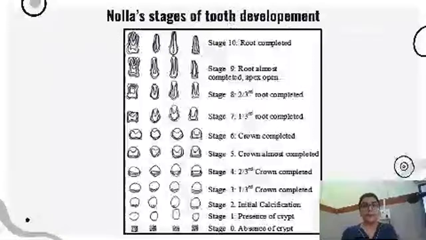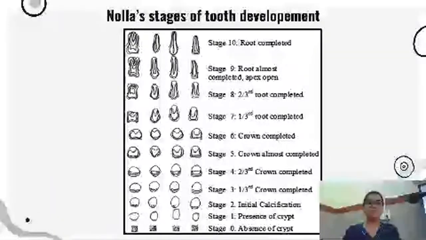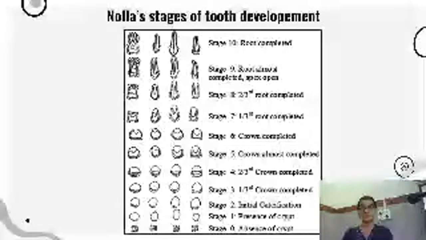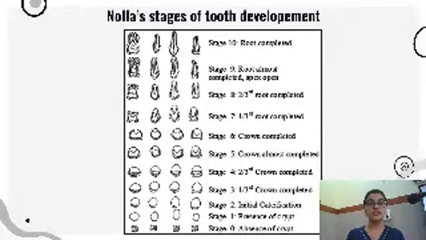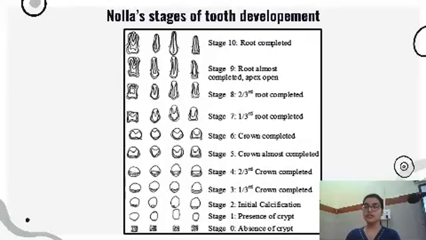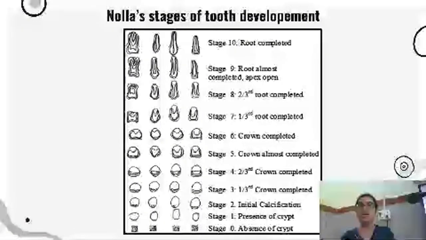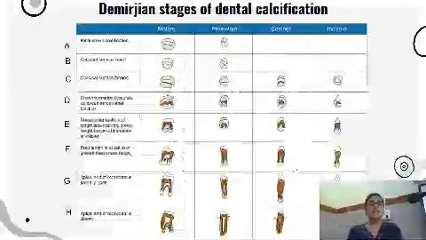Coming to Nolla's stages of tooth development, where stage 0 means the absence of crypt, stage 1 presence of crypt, stage 2 initial calcification, stage 3 one-third of the crown is completed, in stage 4 two-thirds of the crown is completed, in stage 5 the crown is almost completed, in stage 6 the crown is completed, in stage 7 one-third of the root is completed, in stage 8 two-thirds of the root is completed, in stage 9 the root is almost completed and the apex is open, and in stage 10 the root formation is completed with a closed apex.